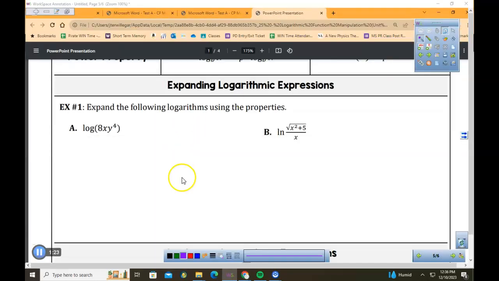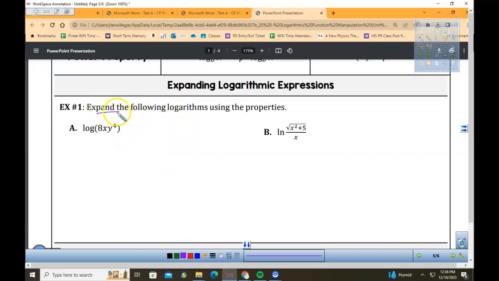Let's do some examples. Expand using the properties of logs. So this is 8 times x times y to the 4th, right? Anywhere I see a multiplication, I can expand out and use addition. Now I have to keep my base the same, so this is log base 10. So I'm going to keep this log base 10: log of 8 plus log of x plus log of y to the 4th.